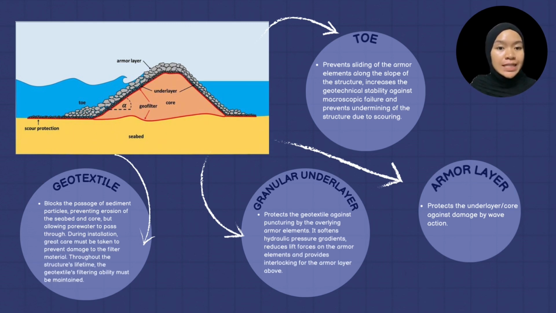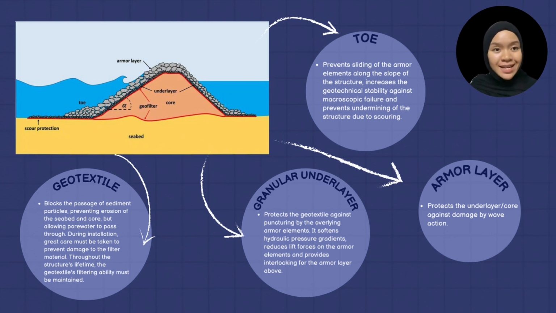A sediment core, a geotextile, one or more granular underlayers and an armor layer made of rock or concrete armor units, and a toe structure make up the fundamental structure. These parts serve the following purposes. First, geotextile. Geotextile blocks the passage of sediment particles, preventing erosion of the seabed and core by allowing pore water to pass through. During installation, great care must be taken to prevent damage to the filter material. Throughout the structure's lifetime, the geotextile's filtering ability must be maintained.